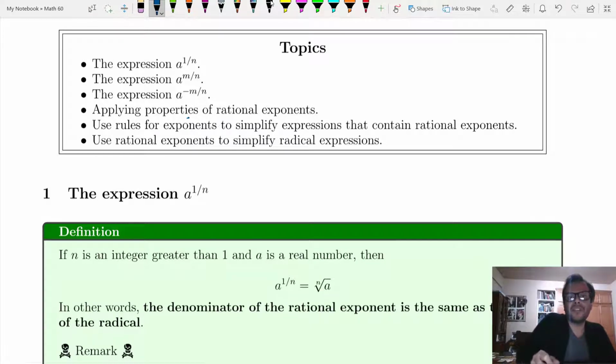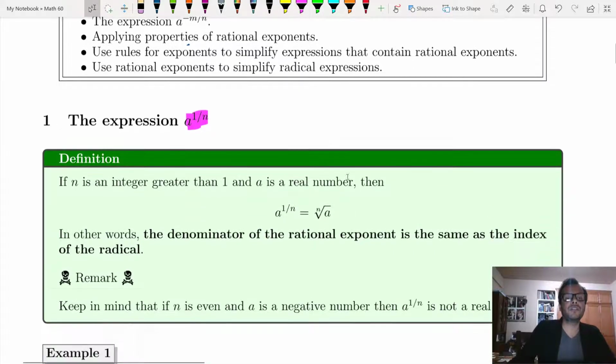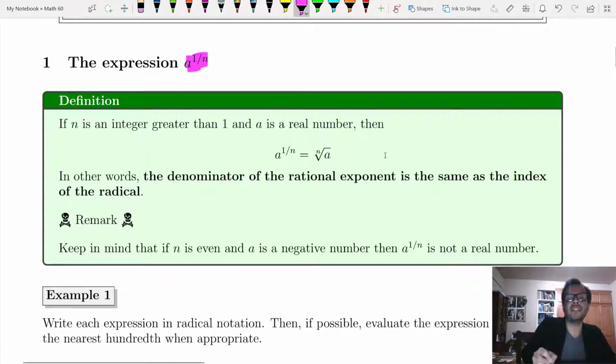So the first case, the expression a to the 1 over n. In this case, a is any number and n is an integer greater than 1. So we are going to go back and forth between radical notation and rational exponent.